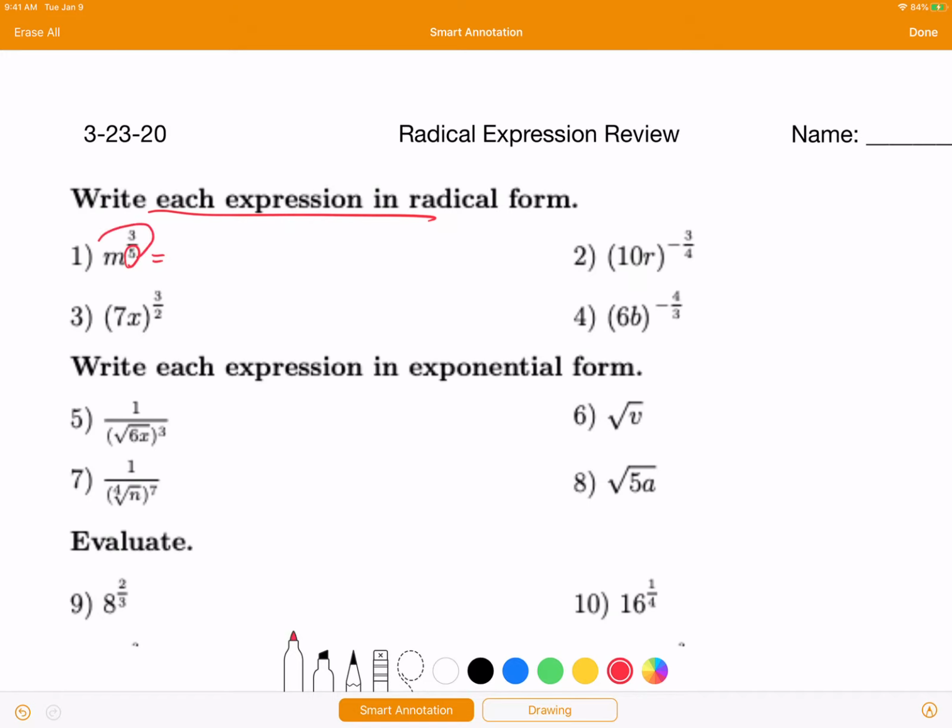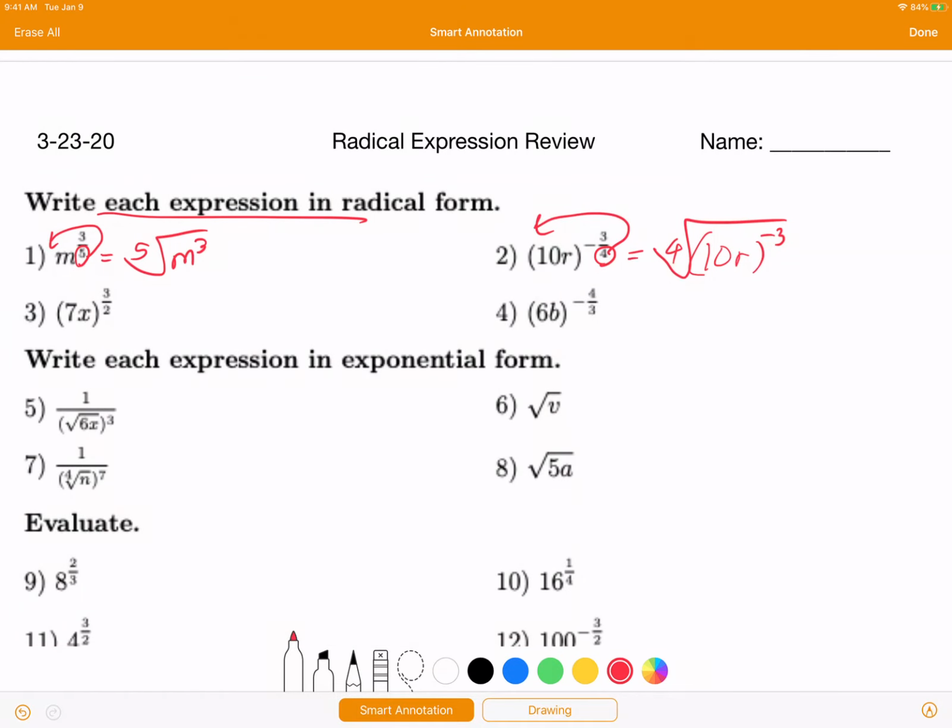This is fifth root come to the front, and it's m cubed. And this is fourth root come to the front, so it's fourth root of 10r raised to the power of negative 3. Now, whenever you have a negative exponent, you guys do not want to leave it in the negative exponent format. So with a negative exponent, guys, you must always remember that it's just simply 1 over. So this would be fourth root of 1 over 10r to the power of 3.